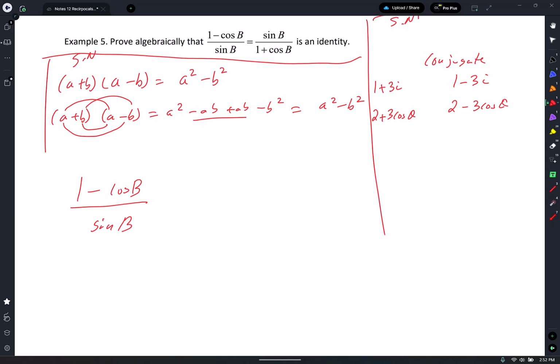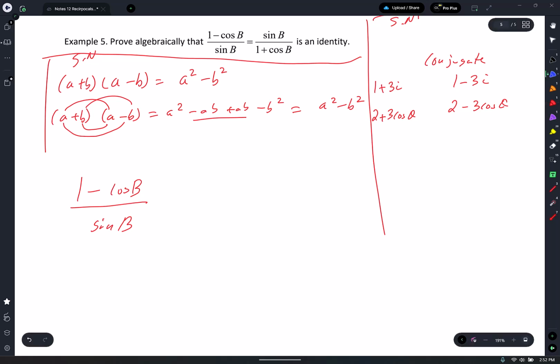All right, there's no squares anywhere. So what is making this difficult? The numerator. The numerator is making it difficult. Do you guys see that? Because the numerator is making it difficult, we're going to multiply by the conjugate of 1 minus cosine b. Now, I want to multiply by 1.